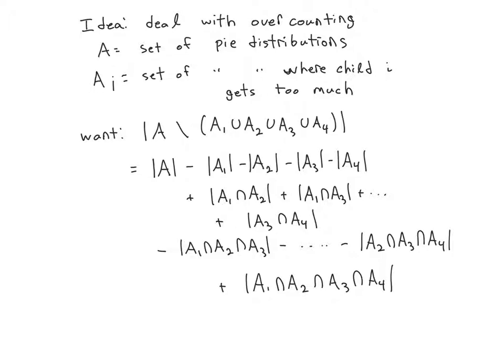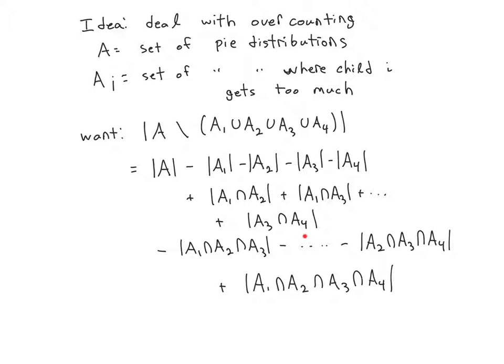And then in general, we have to deal with the fact that we've overcounted some more. Any distribution that pops up in 3 of the sets got counted too many times. Once here, 3 times here, and 3 times here. And if you add 1 minus 3 plus 3 is 1, and so we need to subtract them off. And finally, you need to add back in the intersection of all 4.